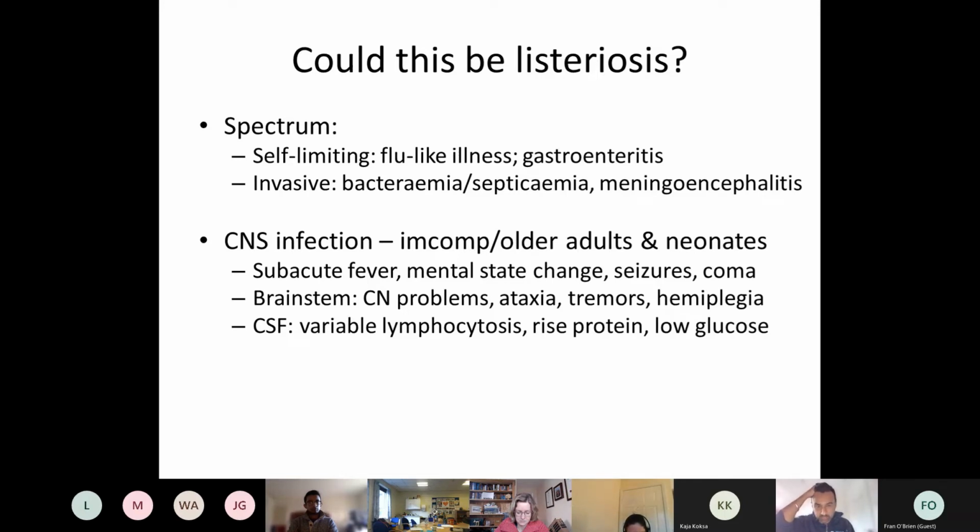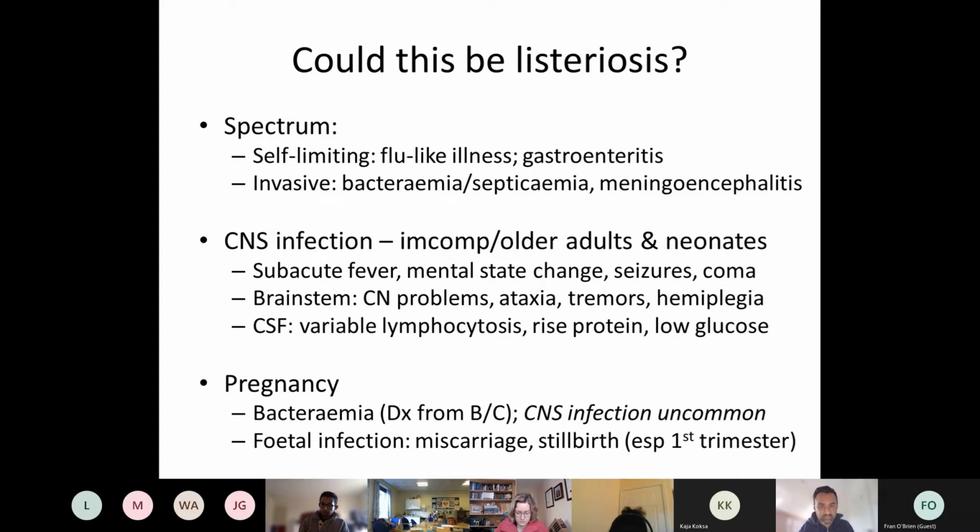They often have a subacute presentation, with fever, maybe not quite as acute as other meningitis. Cranial nerve palsies, ataxia, tremors, and hemiplegia, what's called a rhombencephalitis. And again, in the CSF you actually get a mixed picture, and that's why you might have considered listeria in that CSF that we just saw. You do get a rise in protein, but you tend to get a low glucose, a bit like any other bacterial infection.